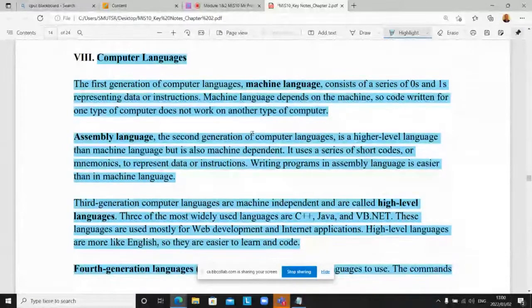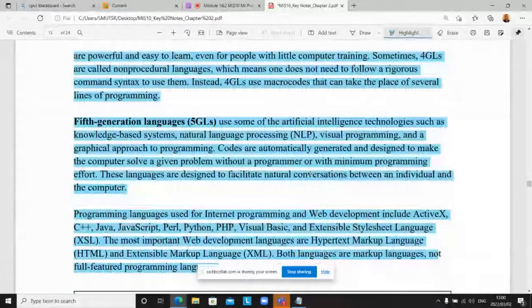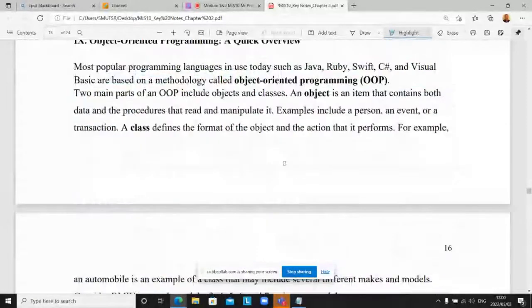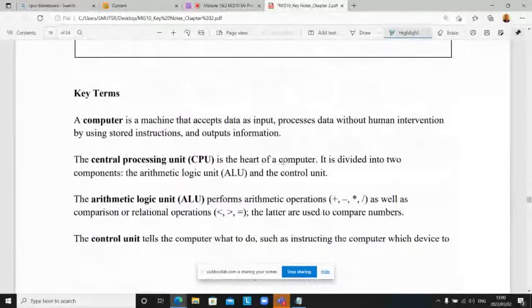Just be aware that your languages went from 1st generation, which is something that spoke to the machine, to something called high-level languages, which is 5GL, 5th generation language, which includes artificial intelligence, the one I mentioned that you can speak to. Object-oriented, I don't want to look at.